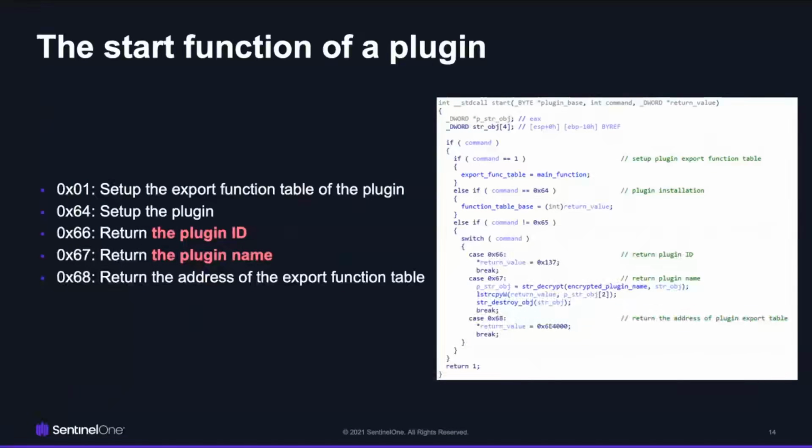Every plugin has a fixed format for its start function. This function will be referenced several times, and a different command ID will trigger a different action. For example, if the command ID is 1, the export function table will be filled. Command 64 will present the plugin installation routine. Command 66 returns the plugin ID, and command 67 returns the plugin name. These two commands are quite useful when you want to retrieve the plugin name and ID dynamically. And command 68 will return the base address of the export function table.